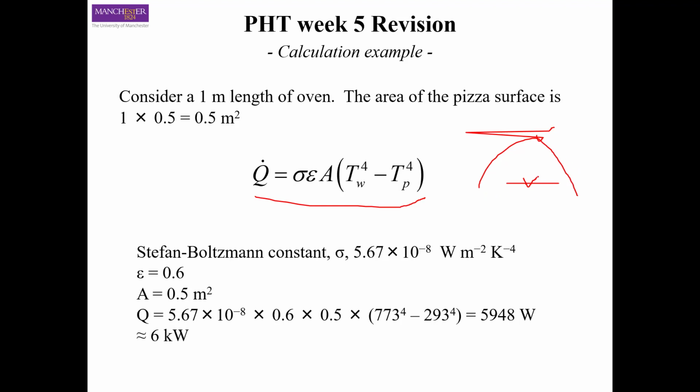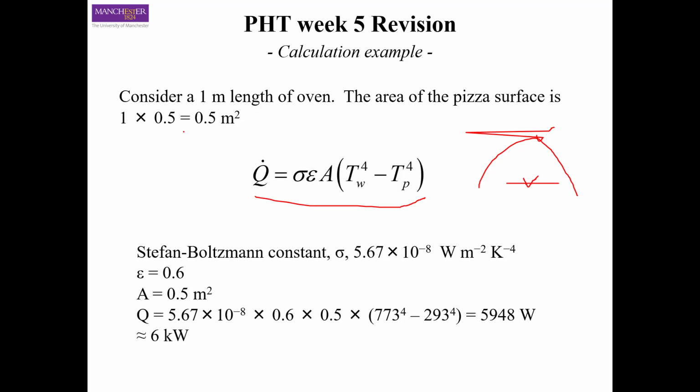We are assuming that the surface area of the oven wall is much larger than the pizza, so we can ignore it. Then we have the temperature of the wall of the oven, and the temperature of the pizza slab itself. This is a very simple equation to remember, and the only thing we have to do is plug in the values. But before we do that, we have to calculate the surface area of the slab.